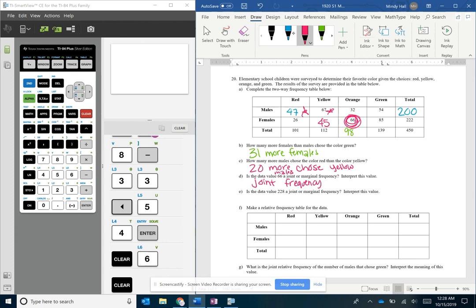Now, if the data value 228, that one, let's see, 228. I'm going to assume that's supposed to be a 222. One of our total rows at least. Ooh, that's bad.